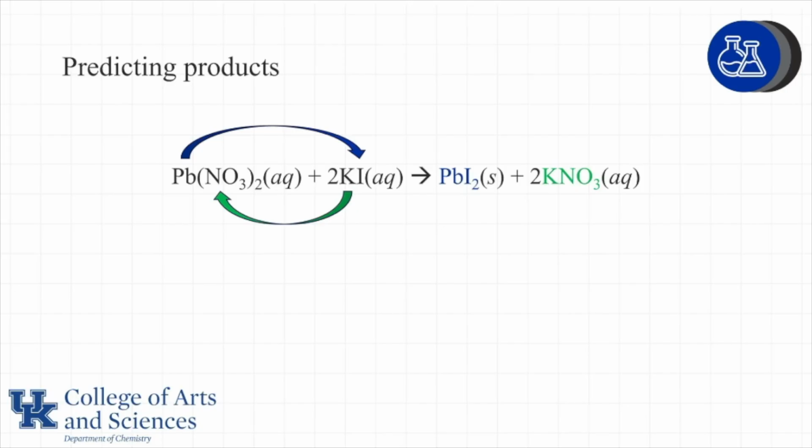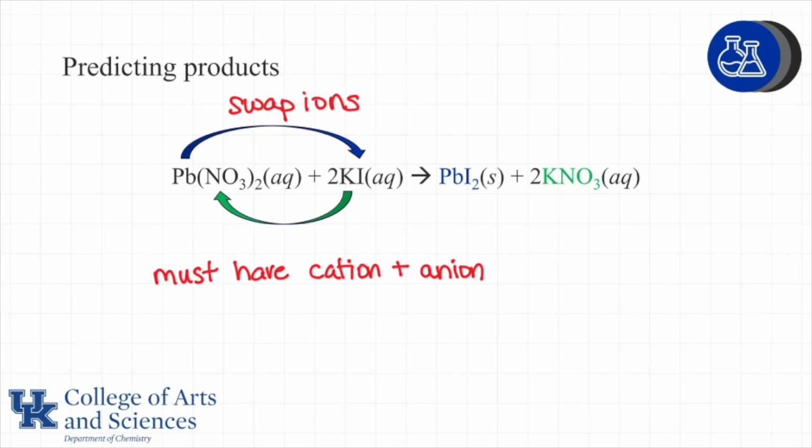Let's look at an example here with lead nitrate and potassium iodide. Note that we must have a cation plus an anion. We cannot pair two cations or two anions because they have like charges and will repel each other. Basically, we're going to swap ions. In our original reactants, we see that lead is paired with the nitrate ion, and potassium is paired with iodide. Therefore, we're going to put lead, which is a cation. We know it's a cation because it's a metal, and if we're looking at the formula, it's written first. We're going to pair that with iodide to form the PbI2, and we're going to pair the potassium ion with the nitrate ion to form KNO3.